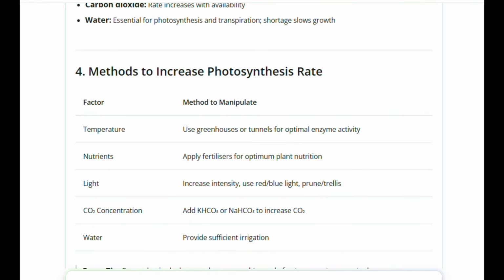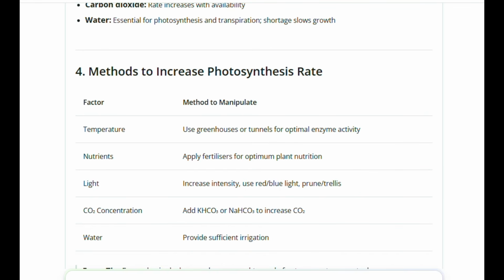Then we have water. Water is required for photosynthesis and transpiration. We know that when there is shortage of water, it will cause the plant growth to slow down or to stop, because water is needed for transpiration and also for photosynthesis. So if there is shortage of water in the plant, this will cause growth to slow down or to stop. Hence we say that water is essential for photosynthesis and transpiration, because if there is shortage, it will slow down the growth.